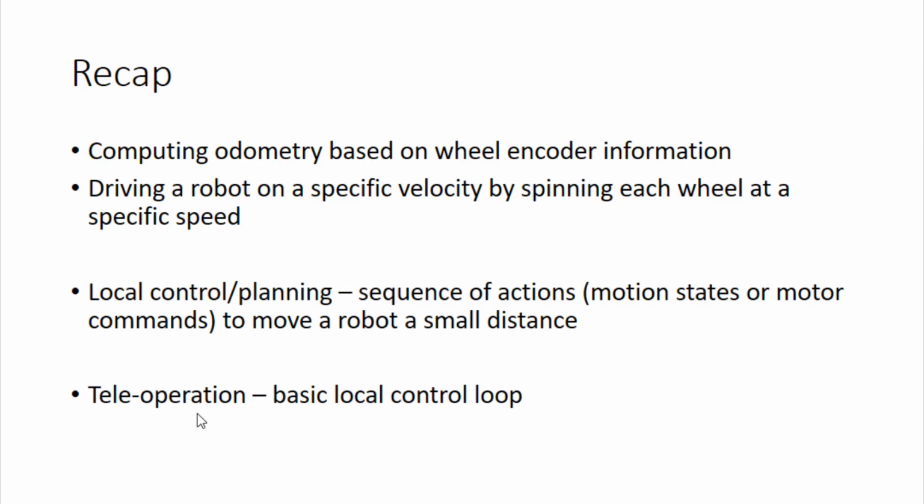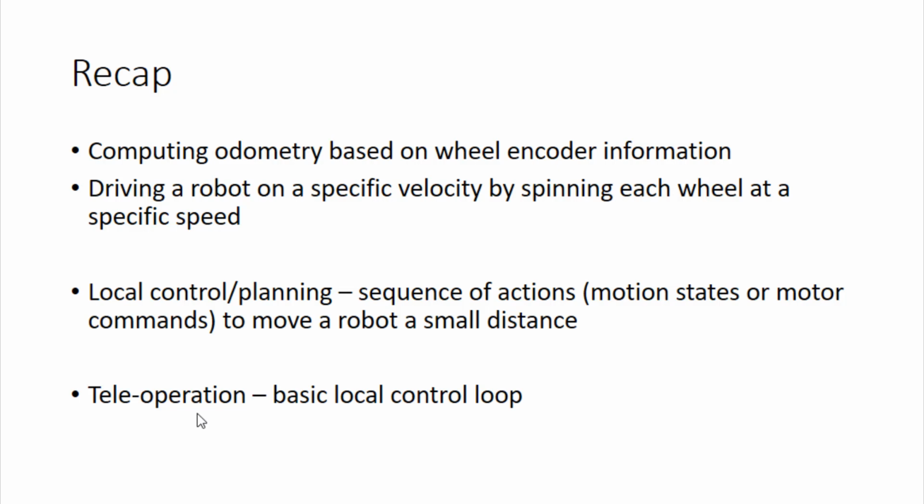We also talked about how to move the robot at a specific velocity based on how we want to spin each wheel. So we know that if we want to move the robot at maybe half a meter per second, we can compute how fast we have to spin each individual wheel to actually achieve that velocity. And essentially what we were talking about is called local control or local planning. It's a sequence of actions, our actions being motion states or motor commands, to move a robot a small distance. By small distance, I mean generally in terms of millimeters or centimeters.